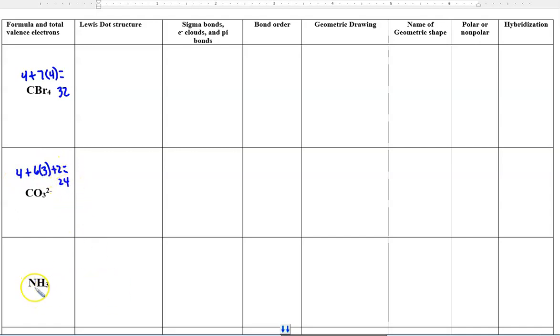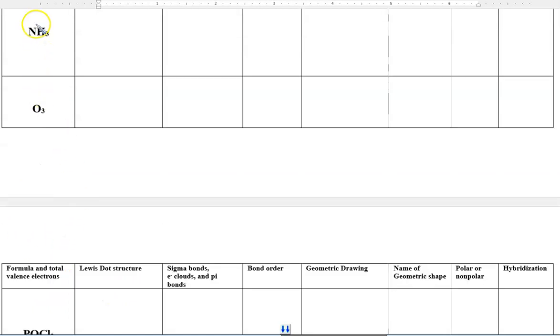On this one, we've got 5 for nitrogen, and then we've got 1 for hydrogen, but there are 3 of them, and so we've got a total of 8. So let's look at our next one. That was again the same one, but we've got oxygen, and there are 3 of them, so we have a total of 18.